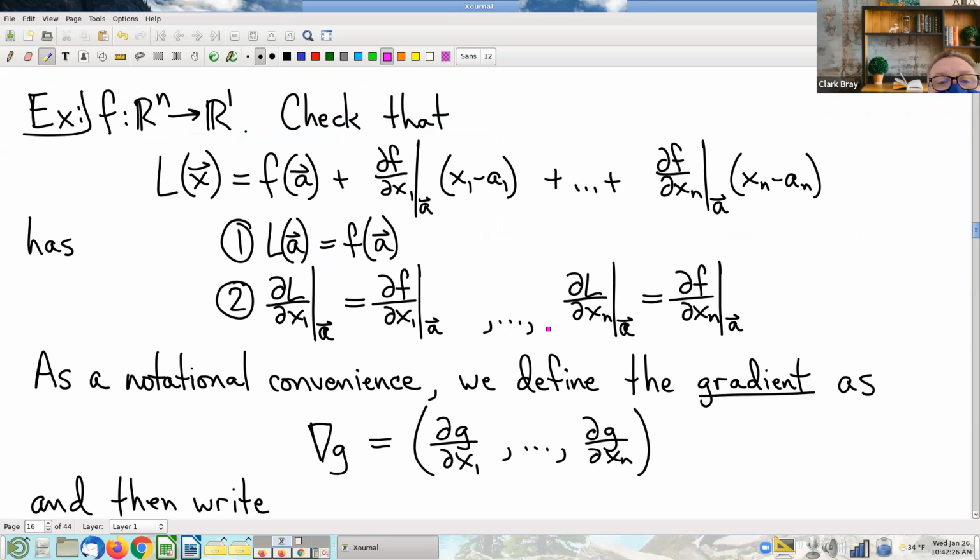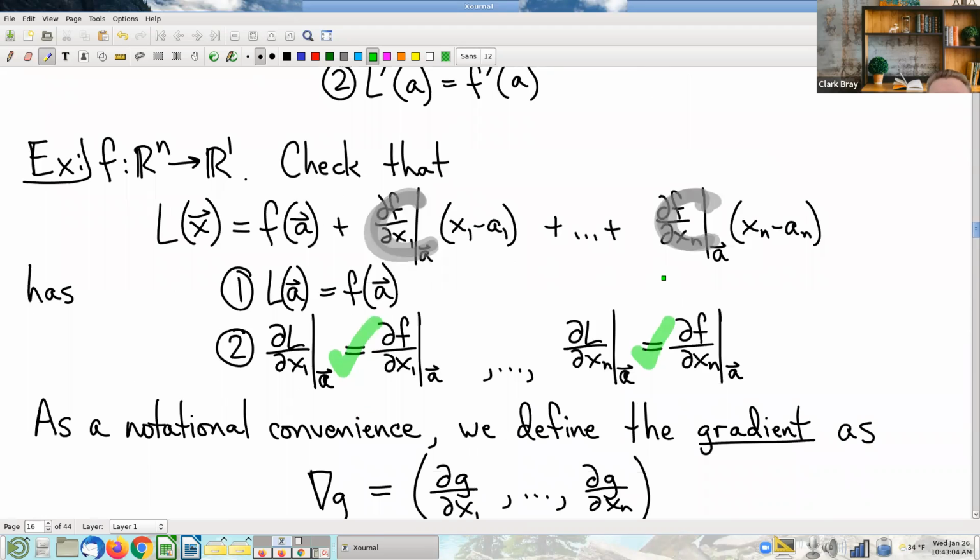Now again, how do you confirm this? And I want everybody to do this. I think this is a good exercise. Don't forget that these are constants. All these partial derivatives are being evaluated at whatever your base point A is. Plug in and confirm that L of A gives you f of A. Then take all the different partials one at a time and confirm that, sure enough, the partials of L are the partials of f. It's a lot like what we did up here.